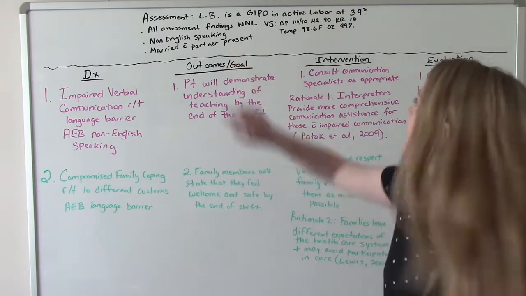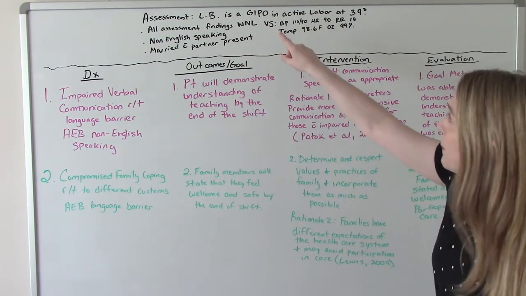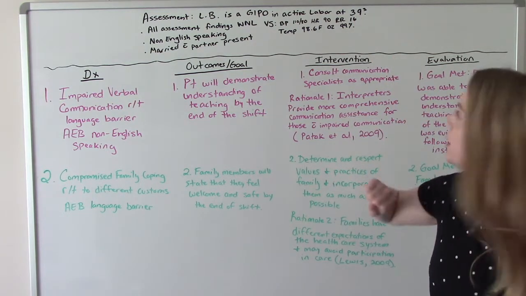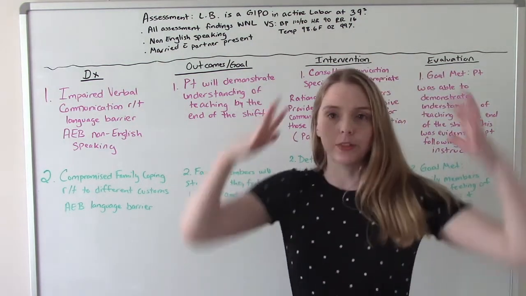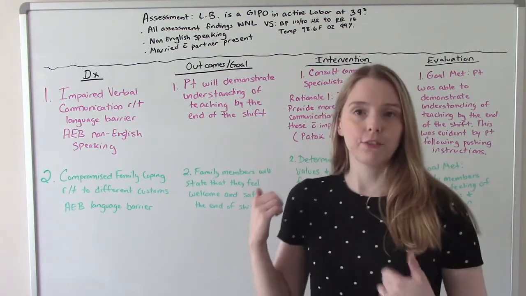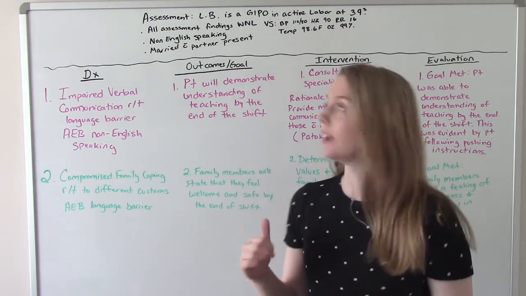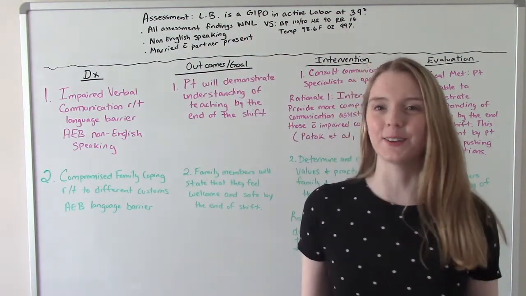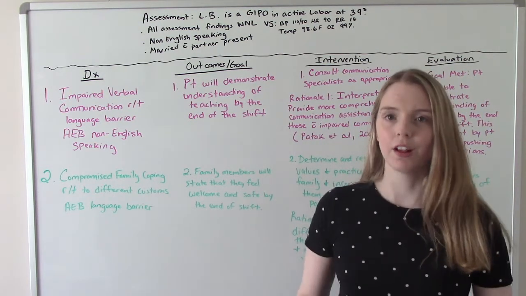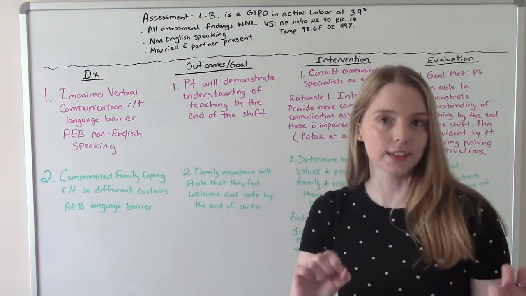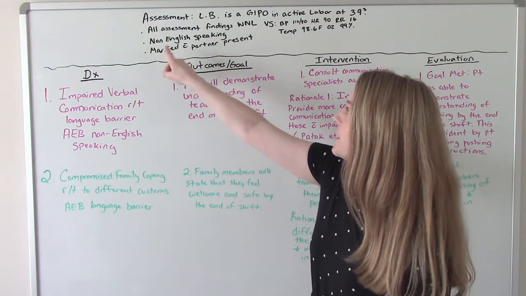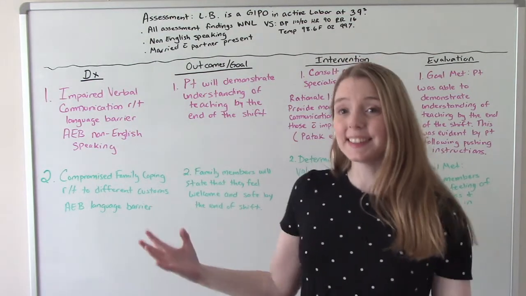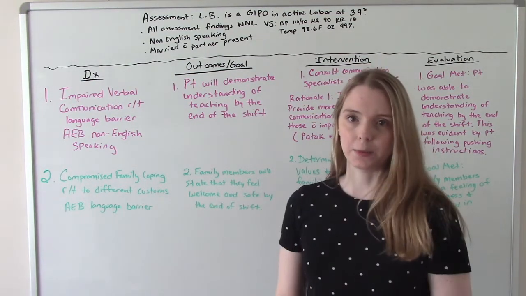So our patient, LB, is a G1P0. She's in active labor. She's 39 weeks and 3 days. And then normally I would write the full head to toe, but we're not focusing on that for this patient, okay? So all assessment findings we're just going to say are normal, okay? So her head to toe is normal, her vitals are normal, all of that. What we're going to focus on for this patient is the fact that she is non-English speaking. So really, this could apply to any situation with a non-English speaking patient.